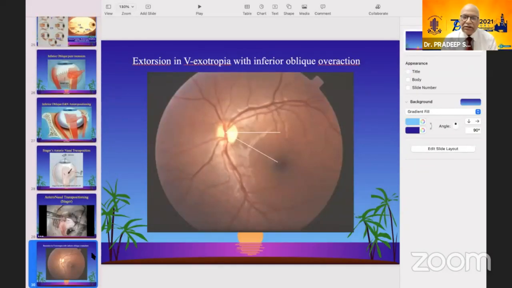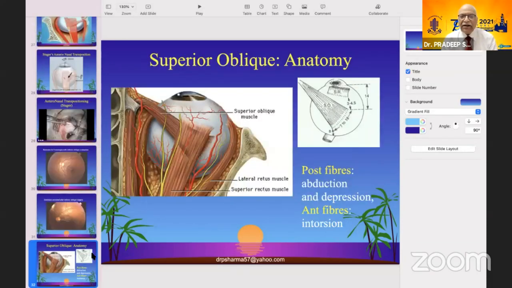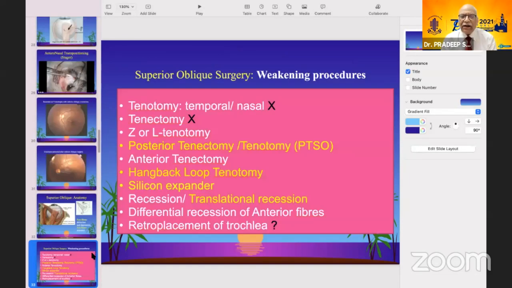The inferior oblique does change the fundus torsion. Coming to the superior oblique, we have several procedures. The tenotomies, temporal or nasal, both are out of my recommendation. Tenectomy also I would not like to recommend because of the risk of superior oblique palsy that may be created. Z or L tenotomy you may do. Posterior tenectomy or posterior tenotomies again can be done for mild to moderate superior oblique overactions. The anterior tenectomy has been talked about for correcting the torsion, weakening the torsion. And similarly, the differential recession of the anterior fibers is a newer procedure which has come up.